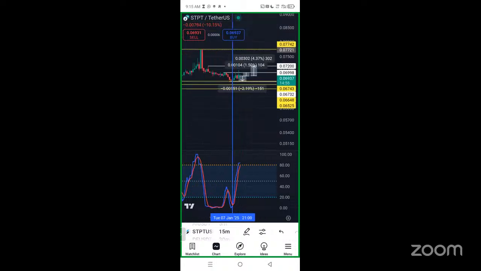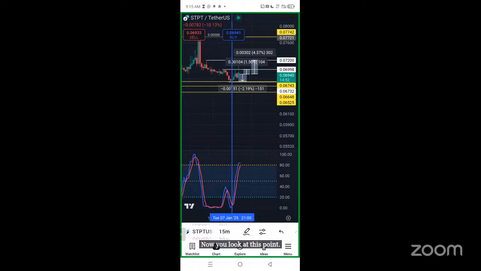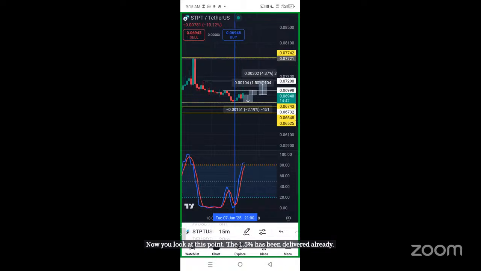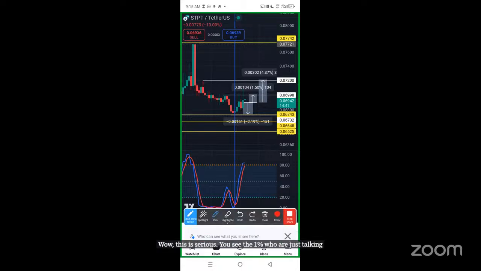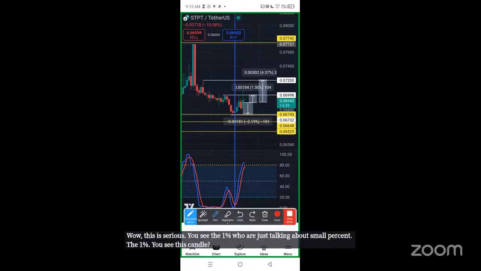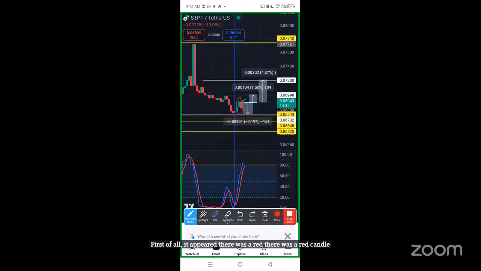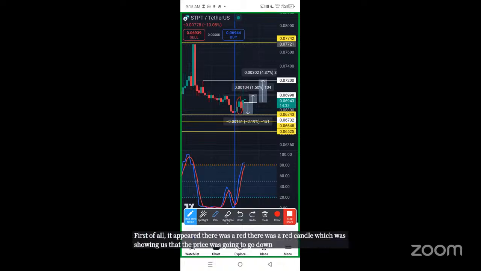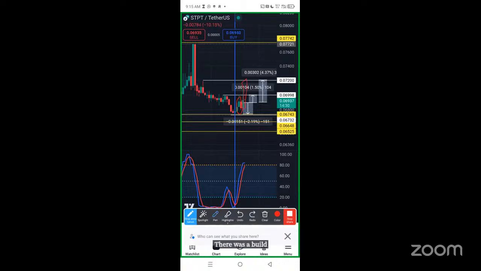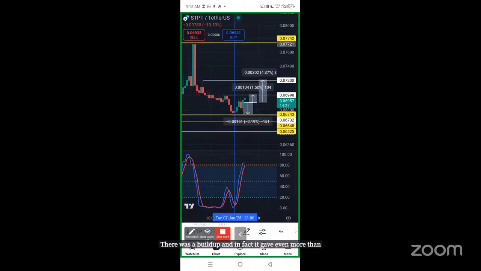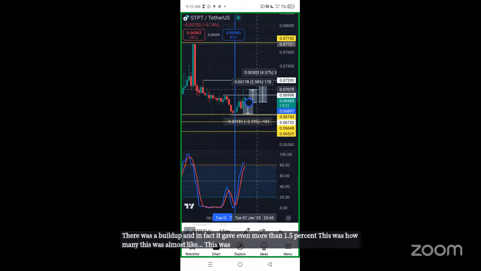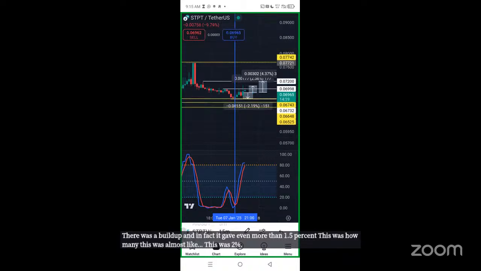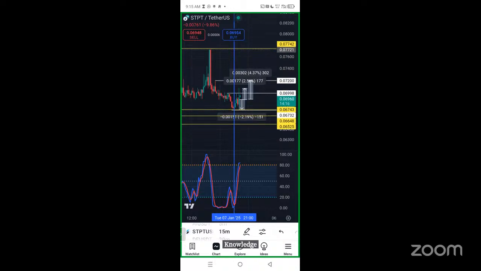Now you look at this coin. Even the 1.5% has been delivered already. Wow, this is serious. You see the 1%. We were just talking about small percent. The 1%. You see this candle. First of all, it appeared there was a red candle which was showing us that the price was going to go down. But what happened the next minute? There was a build up, and in fact, it gave even more than 1.5%. This was almost like 2%. Woo! Knowledge is power.